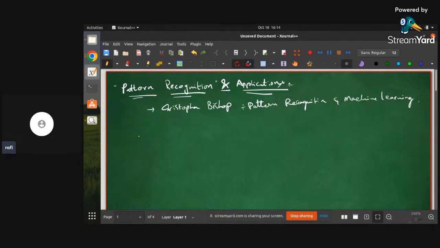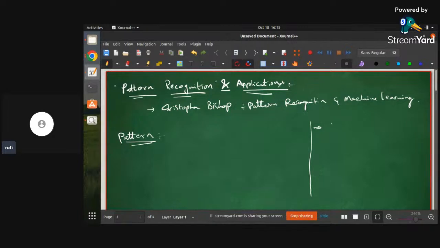So right, we'll start with the definition of pattern. Before that, I will give a few examples of what pattern recognition is.